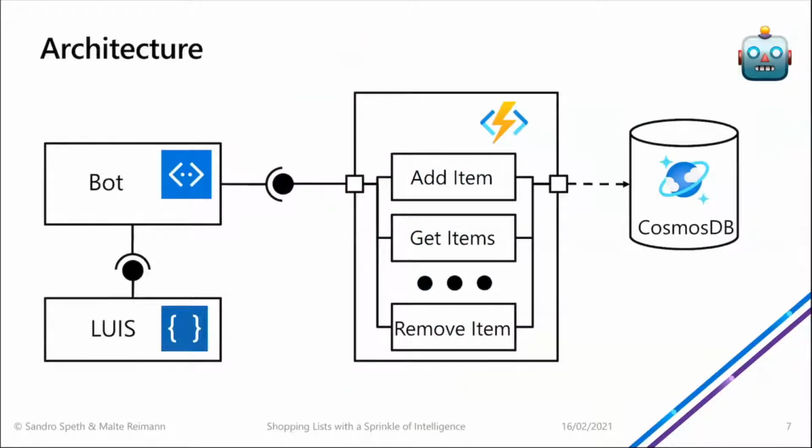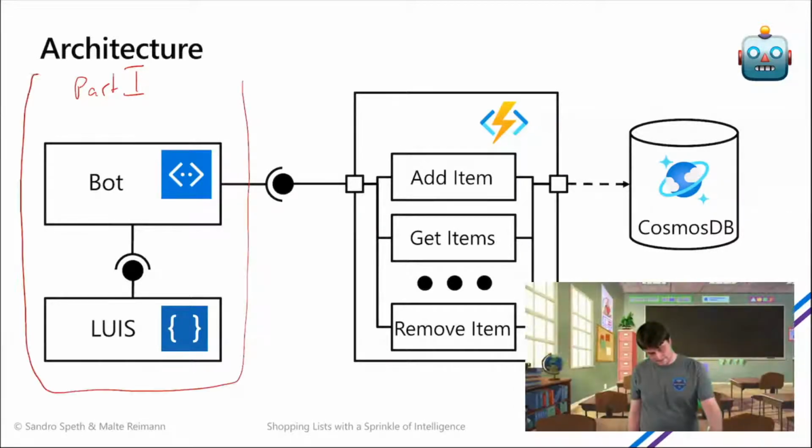So let's come back to our architecture. We have two parts in this workshop. The first part is here, our bot and Louis. And the second part is then the Azure functions and storing our data persistently in a Cosmos DB.